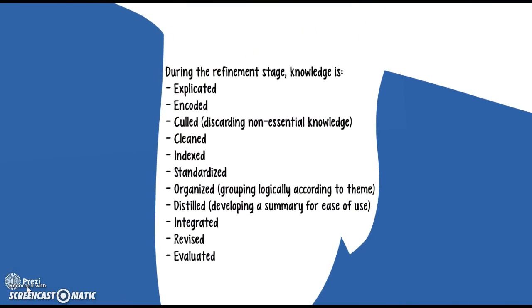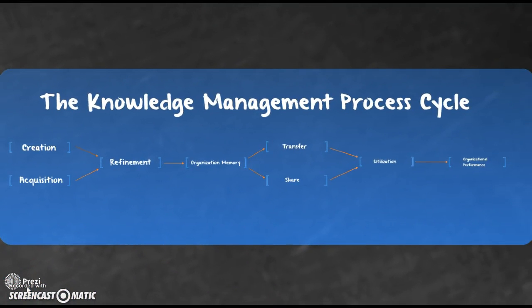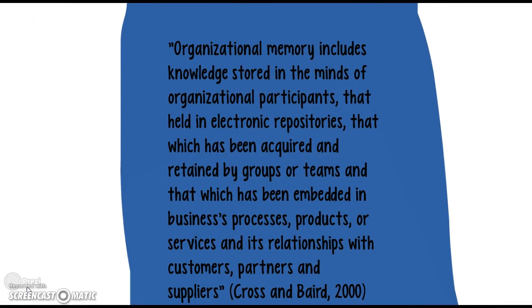Refinement. Knowledge refinement is used to identify essential knowledge assets to be formatted, stored, and ultimately utilized. It is at this stage that most tacit knowledge is converted to explicit knowledge. The next step is to include refinement knowledge in the organization's memory. Organizational memory includes knowledge stored in the minds of organizational participants, that held in electronic repositories, that which has been acquired and retained by groups or teams, and that which has been embedded in businesses, processes, products, or service in its relationship with customers, partners, and suppliers.